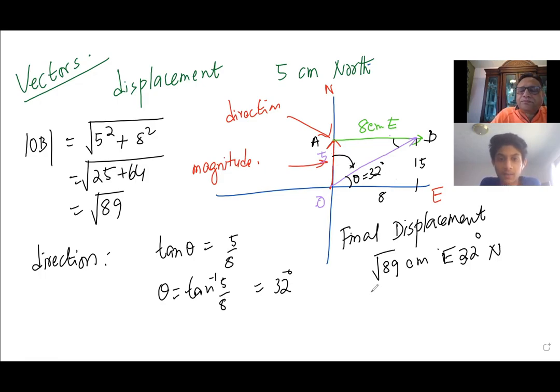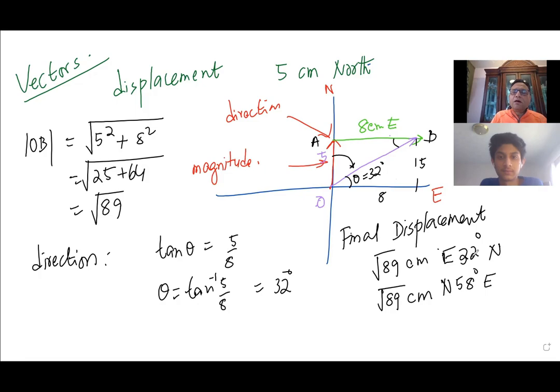It would be 90 minus 32. Do it. How much do we get? 58, sir. So we could say from north, 90 minus 32, which is 58 degrees east, right? We can also write it in this particular fashion.